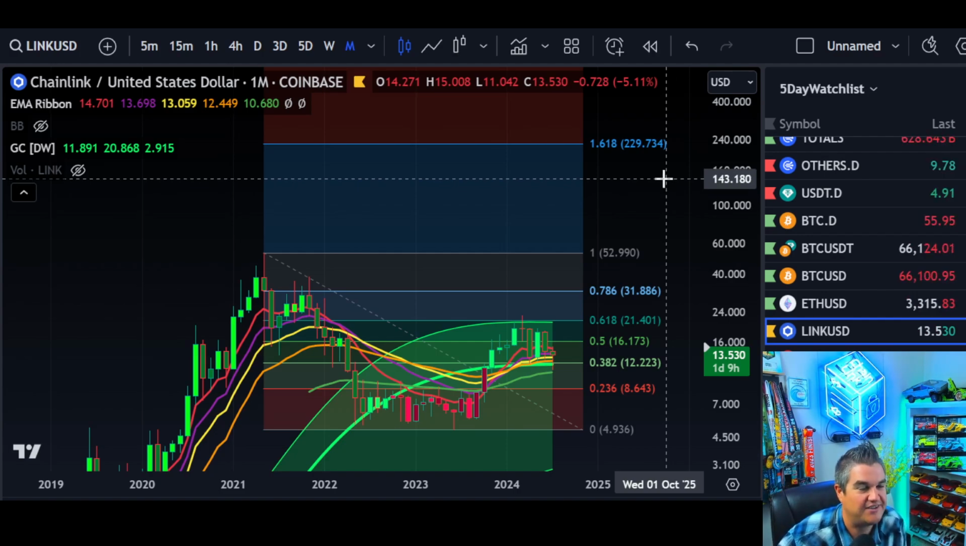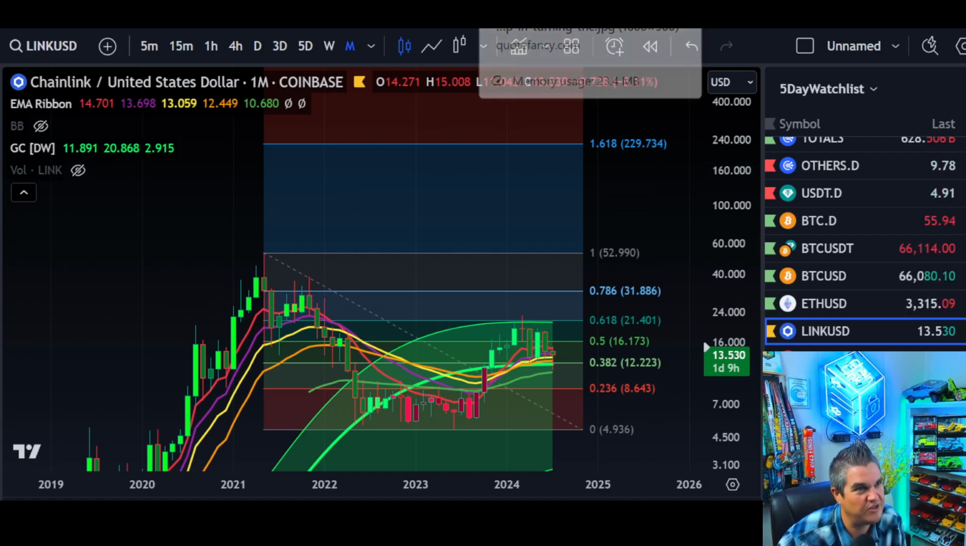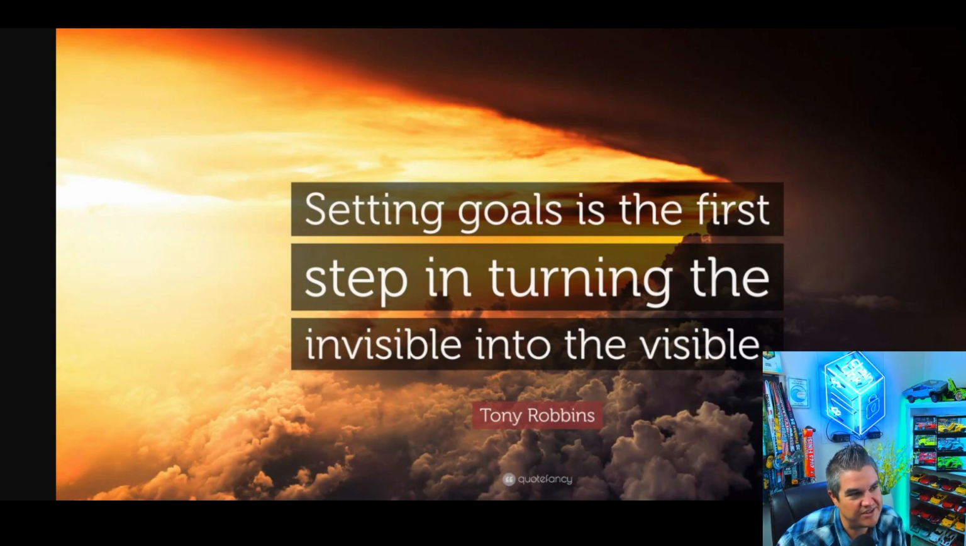It is nuts. And speaking of comments, let's get to our quote of the day. Setting goals is the first step in turning the invisible into the visible, by Señor Tony Robbins.